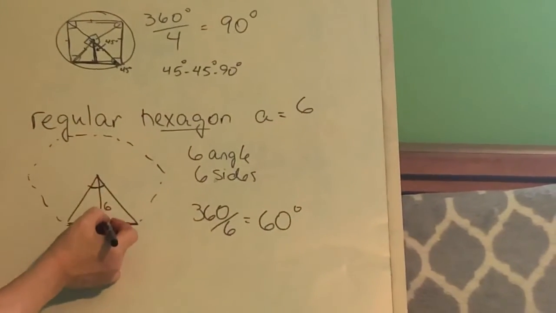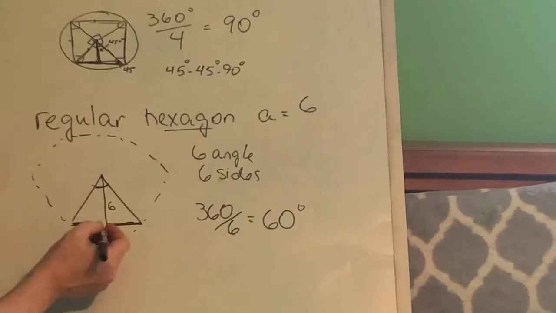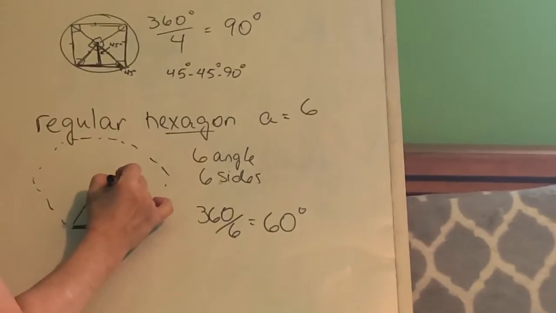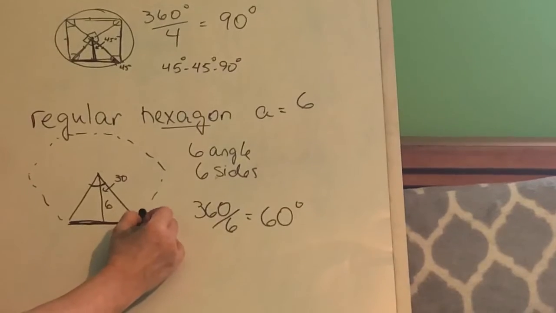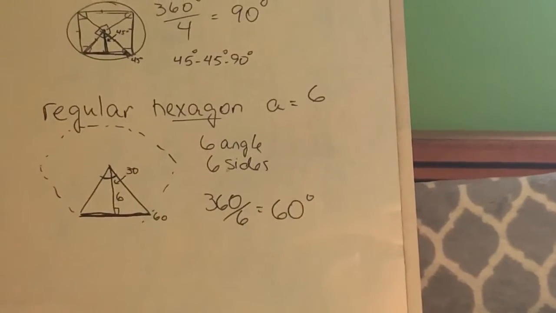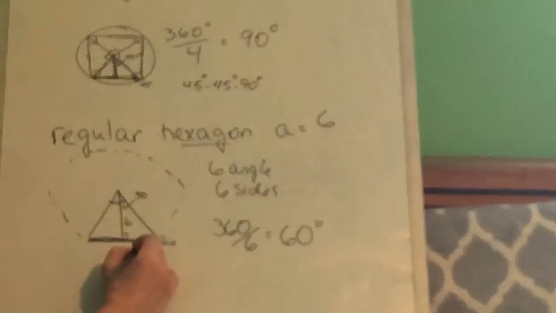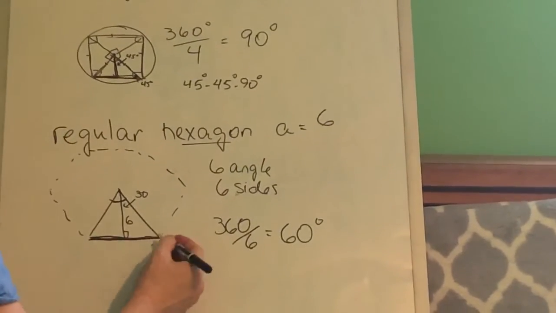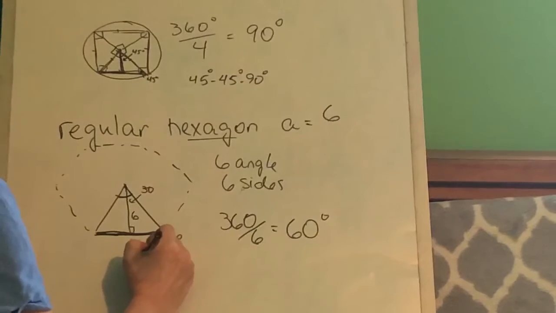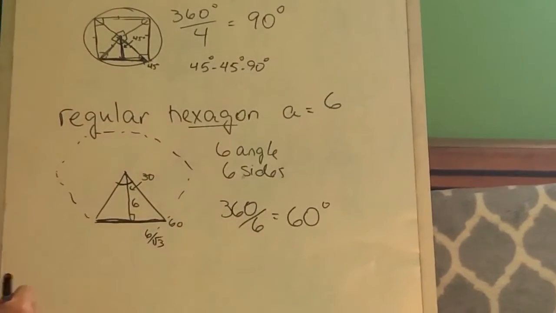But we have gone ahead and divided it, drawn our altitude. So we will be working with 30 degrees here, 60 degrees here, and a right angle. I know the long leg is 6, so to go from the long leg to the short leg, I'm going to have to divide by the square root of 3.